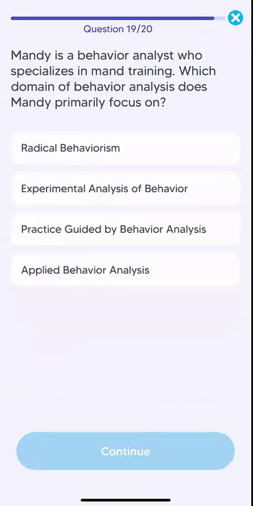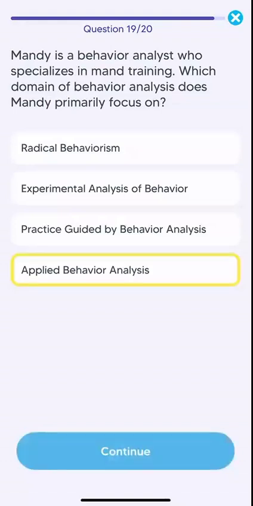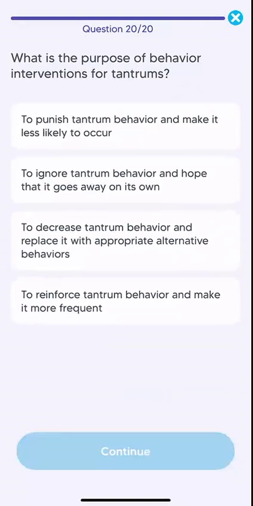Mandy is a behavior analyst who specializes in mand training. Which domain of behavior analysis does Mandy primarily focus on? Radical behaviorism, experimental analysis of behavior, practice guided by behavior analysis, applied behavior analysis. Mand training. ABA, right? Maybe, yes, or the third one. Yeah, this one. Okay. Now we are correct.